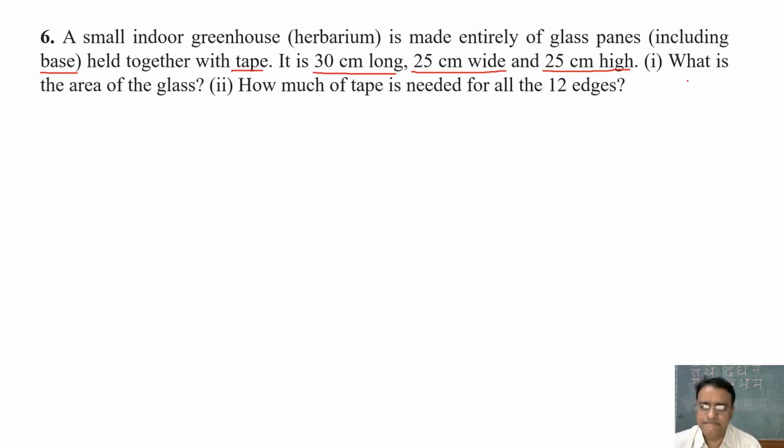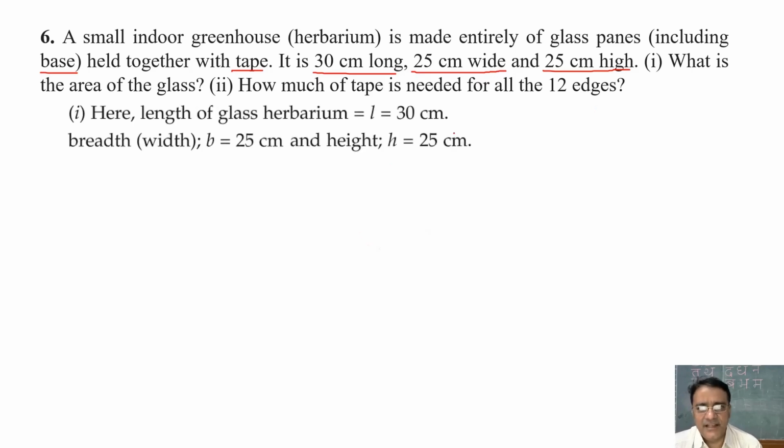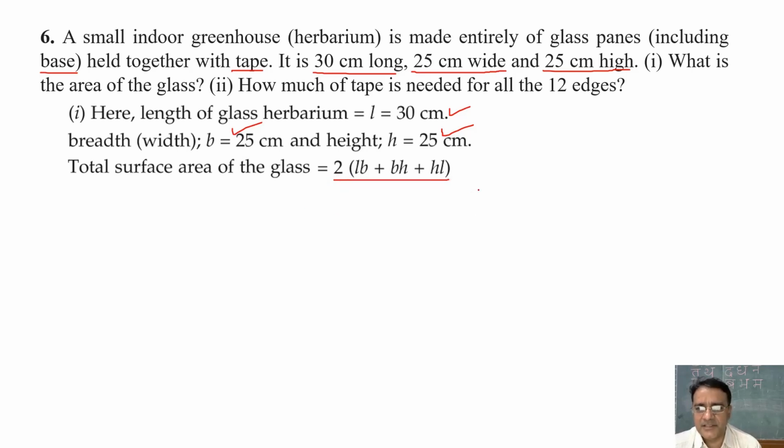What we have to find? एरिया ऑफ ग्लास के लिए क्या फाइंड करना है? फुल पैक है ये बेस में भी. Sir, total surface area. Very good. We have to find total surface area. So first we will write L, B, H. Length is 30 centimeter, breadth is 25 centimeter and height is 25 centimeter. So total surface area of the glass is the formula 2 into LB plus BH plus HL.